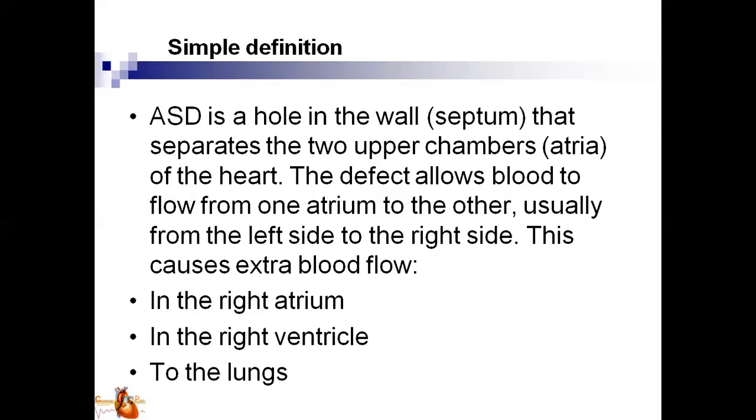Now, as more blood comes from left to right, it causes extra blood in the right atrium, then in the right ventricle, and then into the lungs, because this is the path they follow. That is, right atrium to right ventricle, and from the right ventricle the blood flows to the lungs.